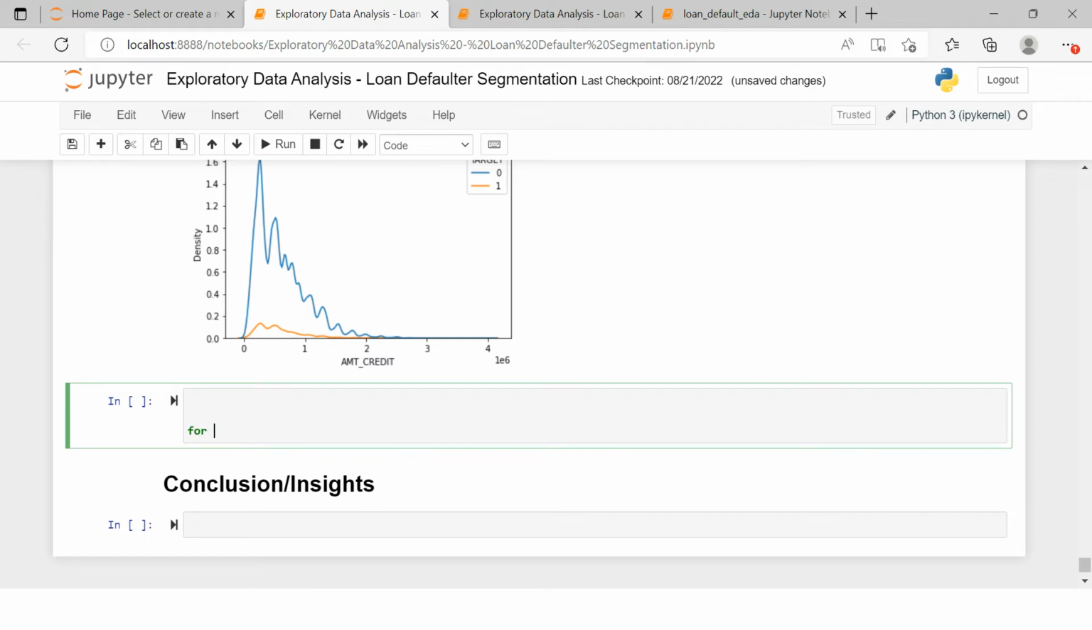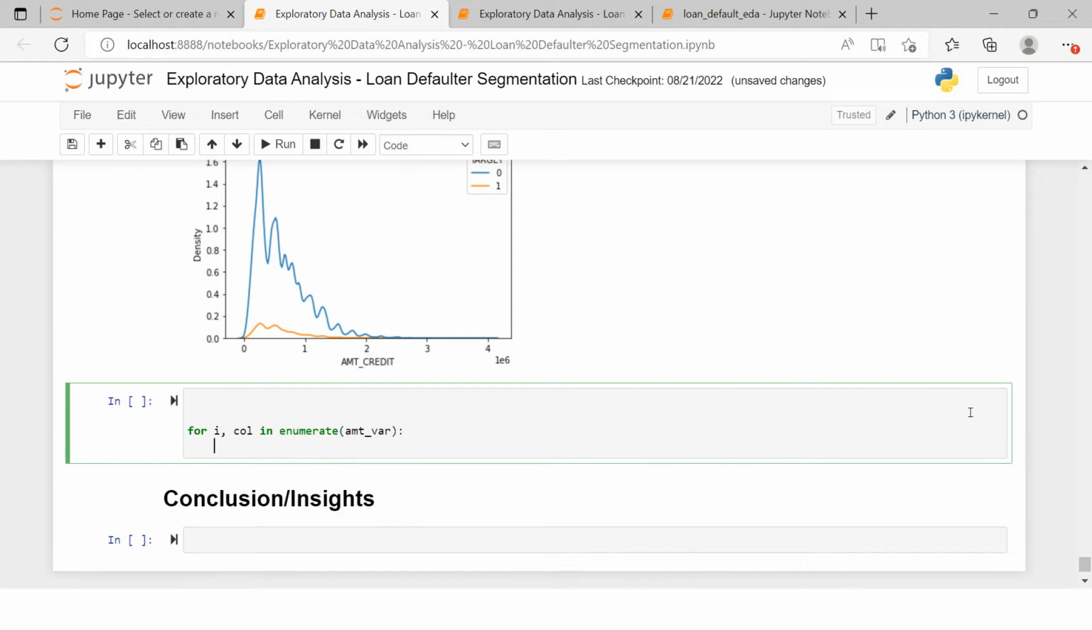All right, so let me just call for i, col in enumerate, and here I would just say this, amount var. Let me just call it amount var. Okay, and here what we're going to say is plt.subplot, and here I will just say we have 4 variables, so we're going to create a grid of 2 by 2, and here I would say i plus 1.